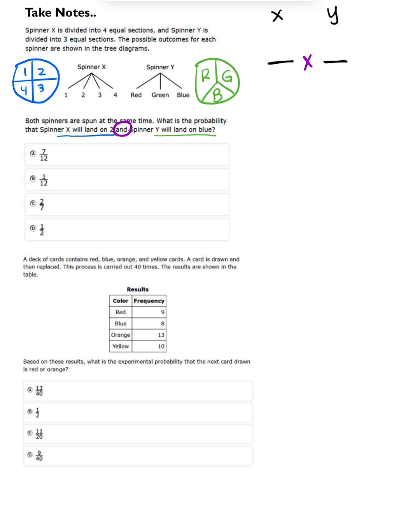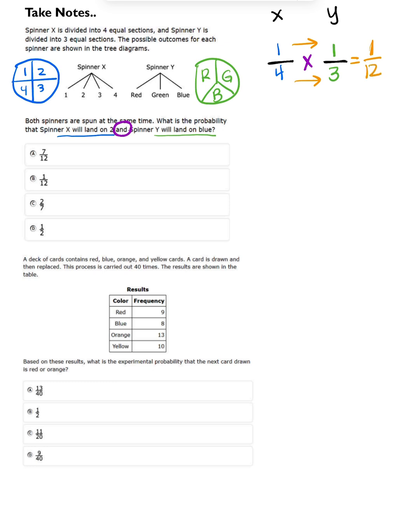All right, so again, X is going to land on 2. So how many 2's were in our spinner? There was 1, and there are 4 total sections of that spinner. All right, and then for spinner Y, we had landing on blue. Blue was 1 color out of 3 total colors. And then how do we multiply fractions? We just multiply top times top, bottom times bottom. So 1 times 1 is 1, and 4 times 3 is 12.